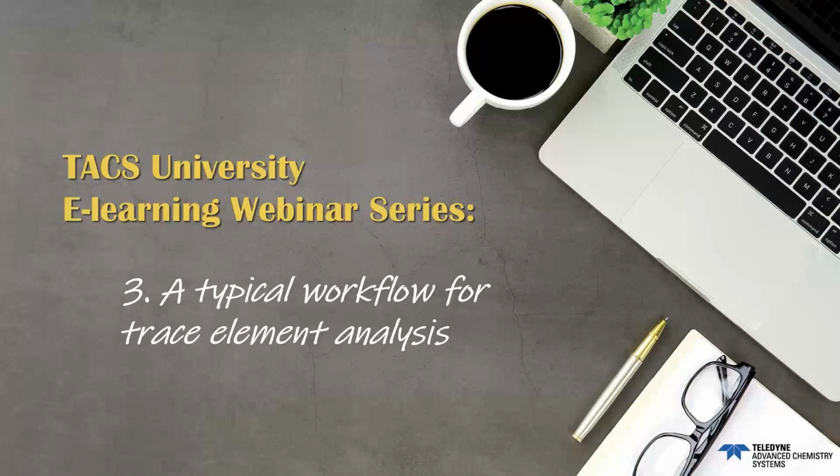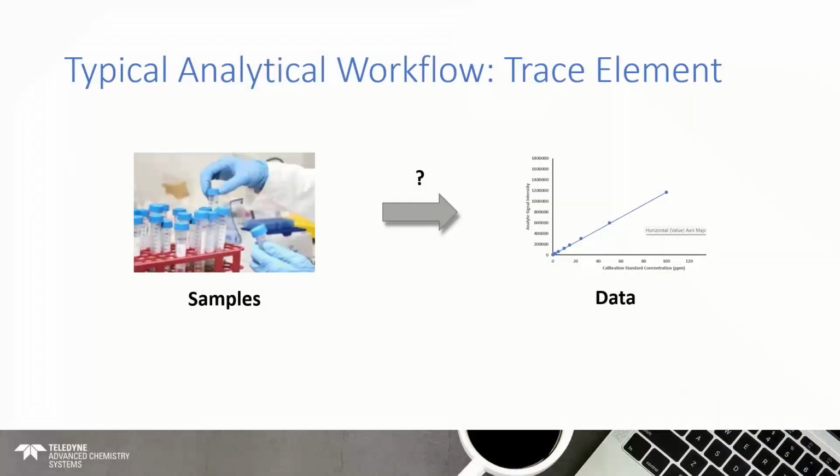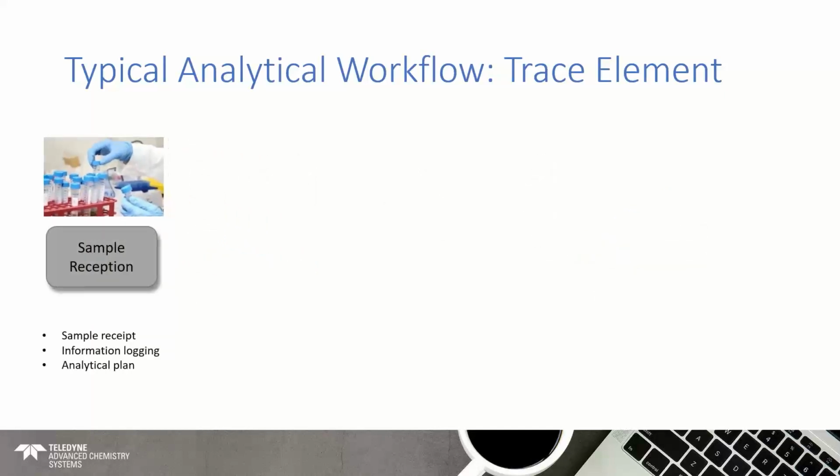analysis. So we always start with our samples. Samples are delivered to a trace element lab, they're received, but what we want at the end is we want our data. We want good quality analytical data for the analyte elements in the case of trace element analysis that we're interested in. So how do we get from our samples, so our samples A, to our data B? How do we get between the two? So this is where it will all be quite familiar to everybody.